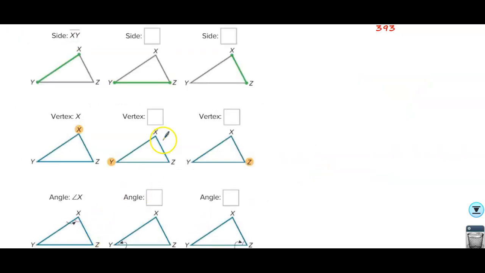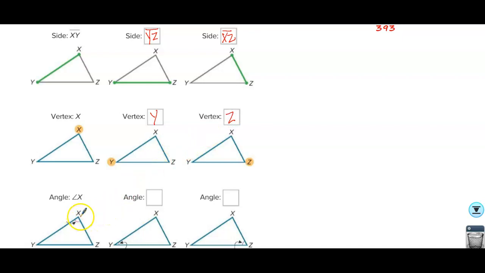All right, so here we want to use some of this. They want you to label the sides. So they've labeled the first one for you, XY. Now we could label YZ. I guess they're highlighting it in green, the one they want us to do. And this would be segment XZ. And remember, with segments, you have a little line over the top. Okay. Down here, they want you to label the vertex that they've highlighted. This is vertex Y. This is vertex Z.